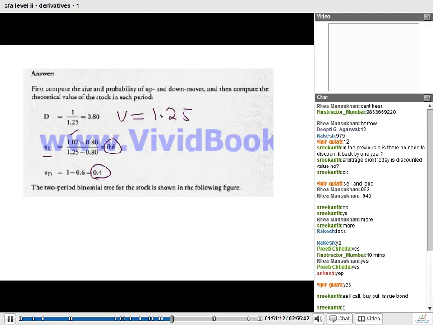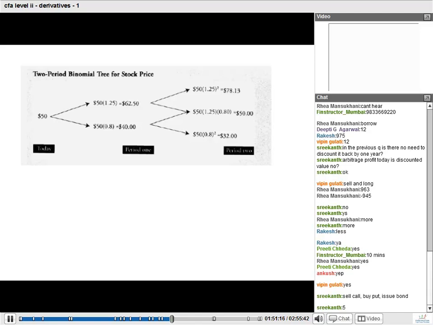Starting with the original price of 50, let's construct the binomial tree. There's a possibility that the stock will become 50 into U, so 50 into 1.25, that is $62.5. The probability of this is 60%. There's a 40% chance that the stock will become 50 into 0.8 or $40.